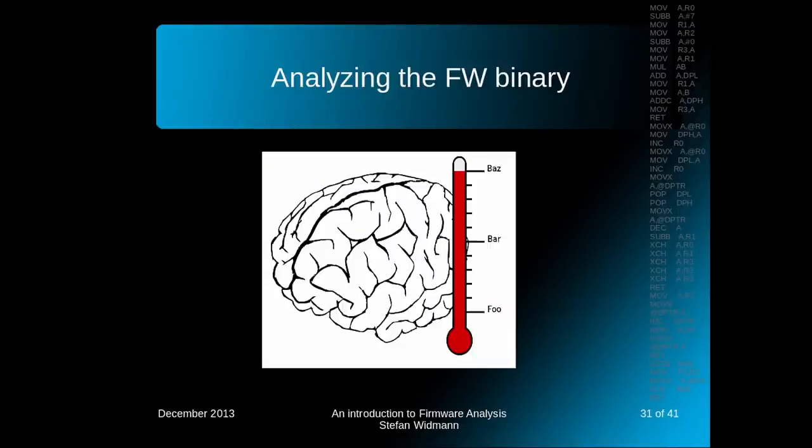Okay. I think this was hard. So let's repeat what we have already done. We have obtained our image. We have successfully found out the processor architecture. We have found a disassembler to disassemble the firmware. And we hopefully have now found out the original load offset. So what's next?